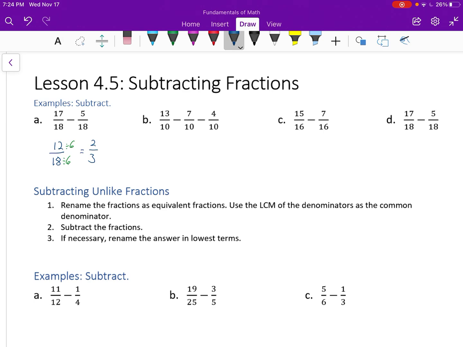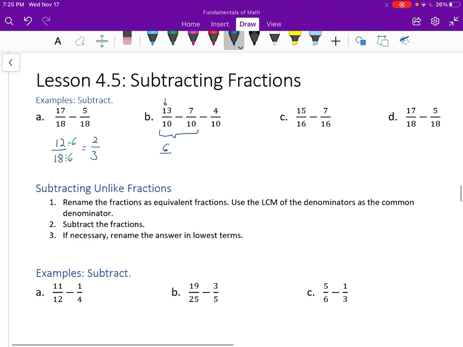Moving on to part B. This has more than one subtraction, so order of operations tells us we go from left to right. So we're first going to subtract 13/10 minus 7/10. I do see that this one's an improper fraction, but it's okay to subtract improper fractions. So we have 13/10 minus 7/10. Well, 13 minus 7 is 6. We have 6/10, and then we still have to subtract 4/10.